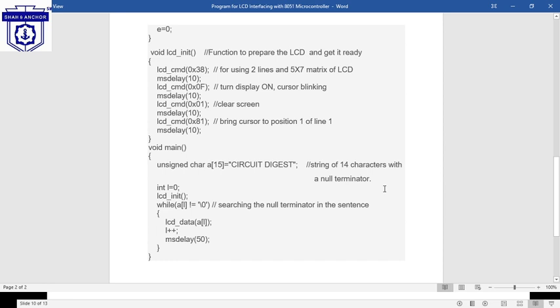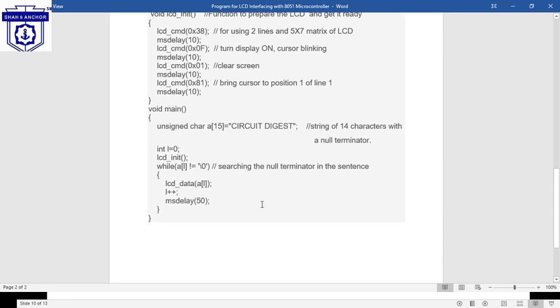A string of 14 characters with a null terminator. I will write that, unsigned char A[15] equal to "circuit digest". This we want to display. This is a string. Then int L equal to 0. LCD initialize, while A[L] is not equal to \0, means searching for the null terminator in the sentence. Then LCD_data A[L], then increment L, and we are creating the delay, passing 50 milliseconds. That's why we are passing 50 to the msdelay function.